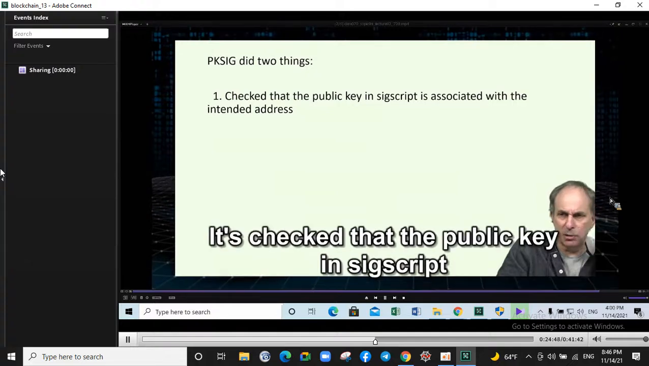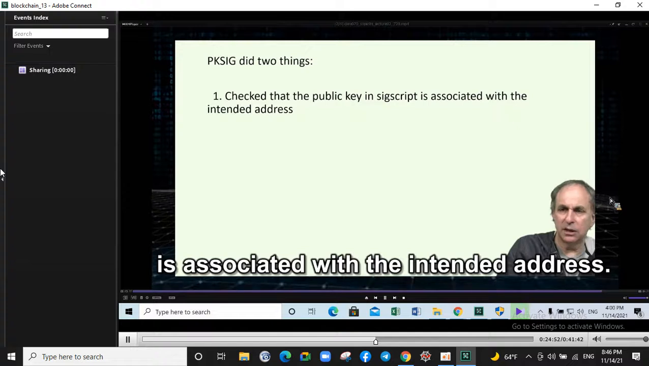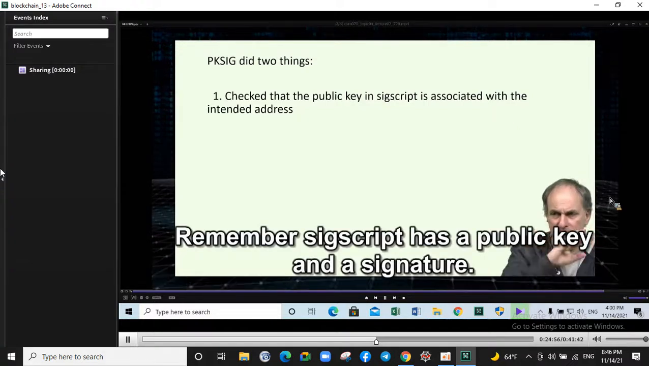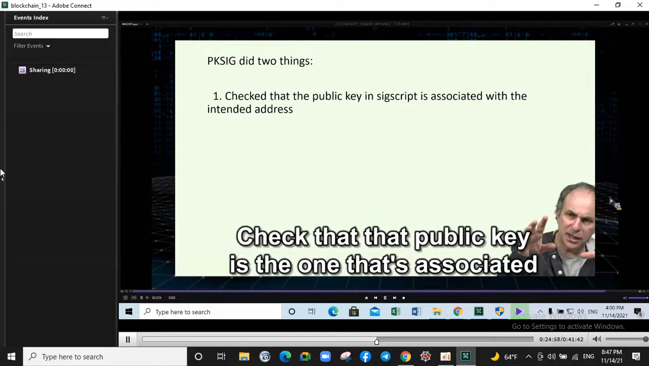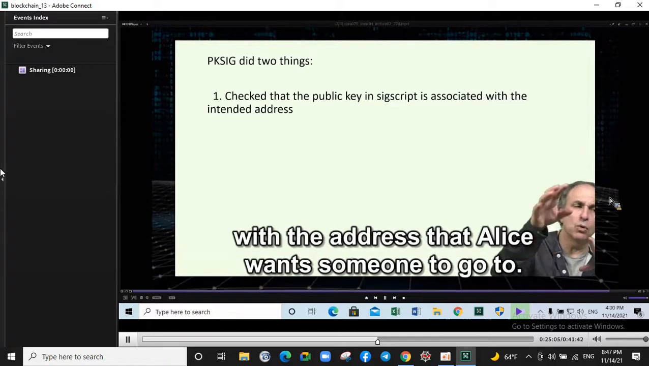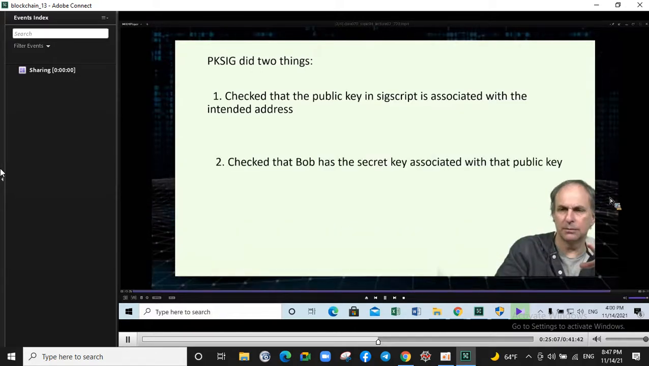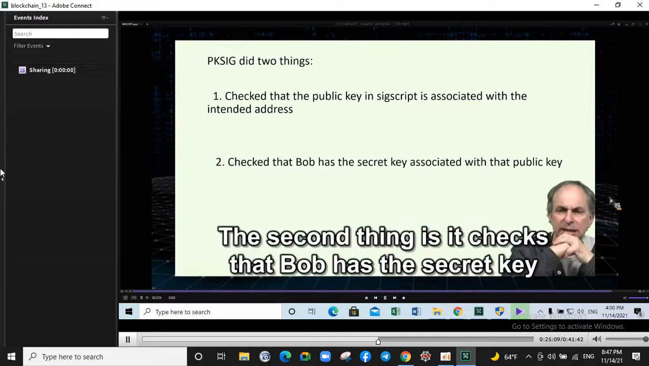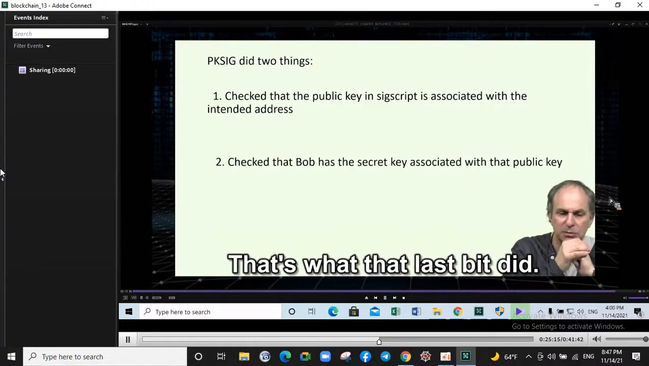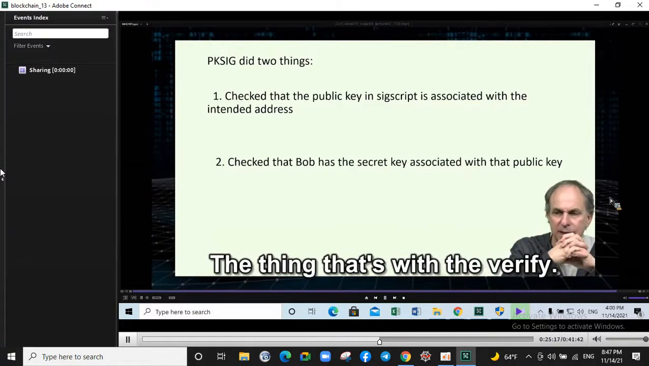It's checked that the public key in SIG script is associated with the intended address. Remember, SIG script has a public key and a signature. So check that public key is the one that's associated with the address that Alice wants the money to go to. The second thing is, it checks that Bob has the secret key associated with the public key. That's what that check did. That's what that last bit did, the thing that's with the verify.